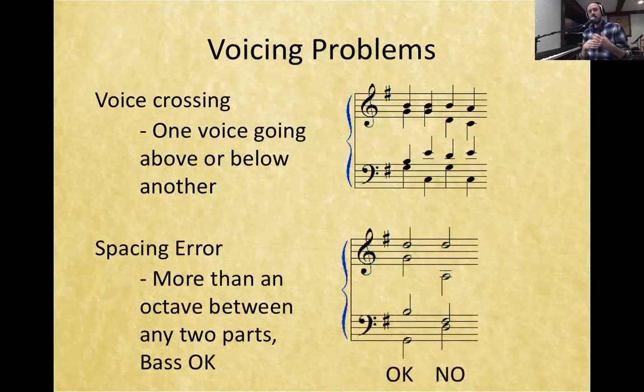And this is when we have more than an octave between any two parts. Now, the basses are an exception here, but let's look at that. So let's look at this first chord here, and let's just look at the tenor, the alto, and the soprano parts. See how they're so nicely spread out? There's space between all of them, right? But there's not more than an octave.